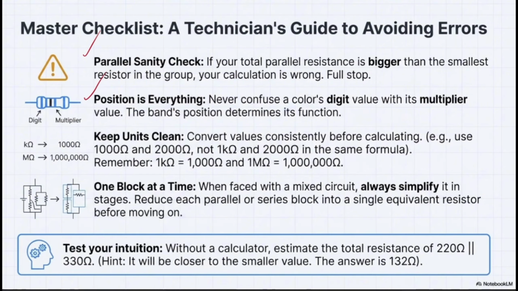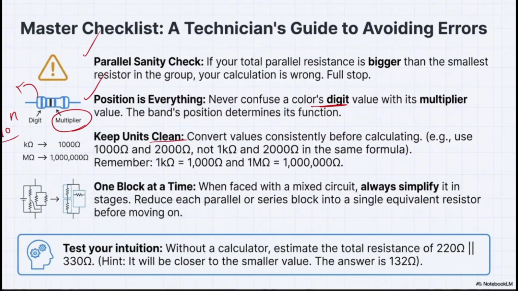Position is everything. Another thing that you have to know is about the color code. When you're talking about the color code or color digits, you have to make sure that when your color is at the multiplier, you have it as 10 to the power n. n could be any number. But when your color is at the digits, that should be just normal digits itself.